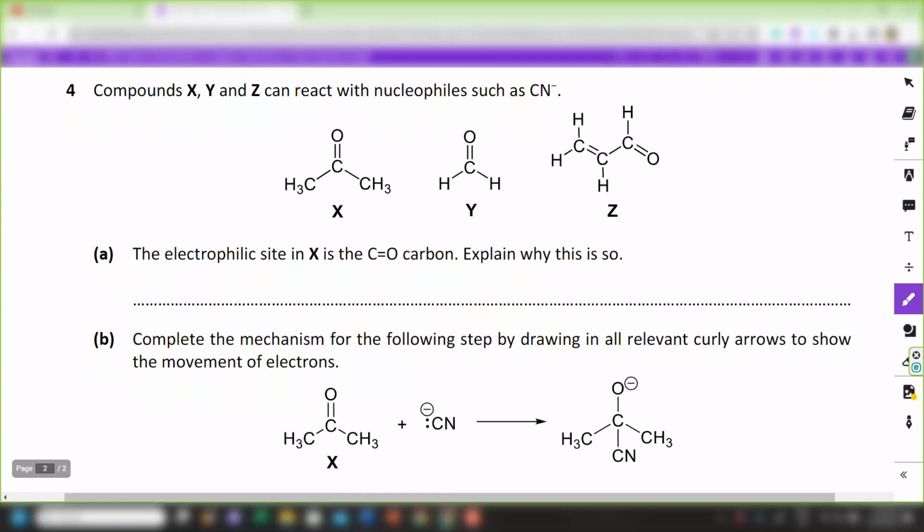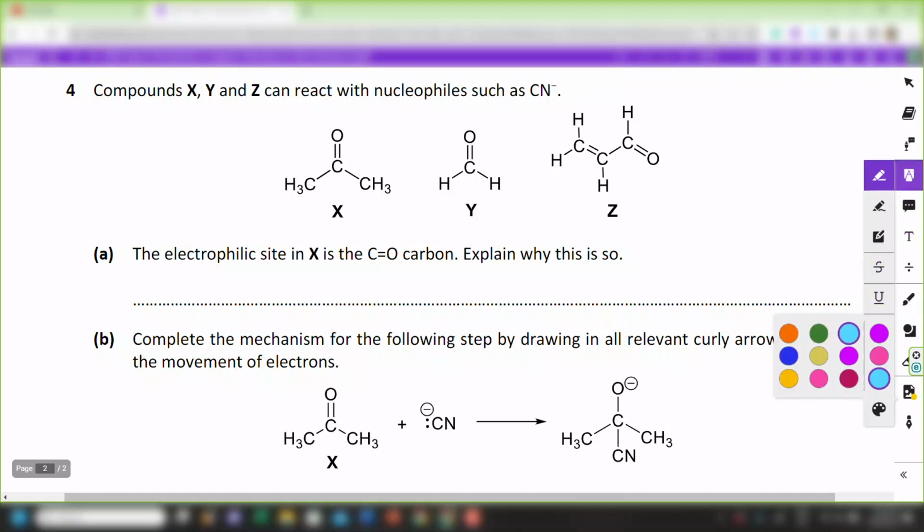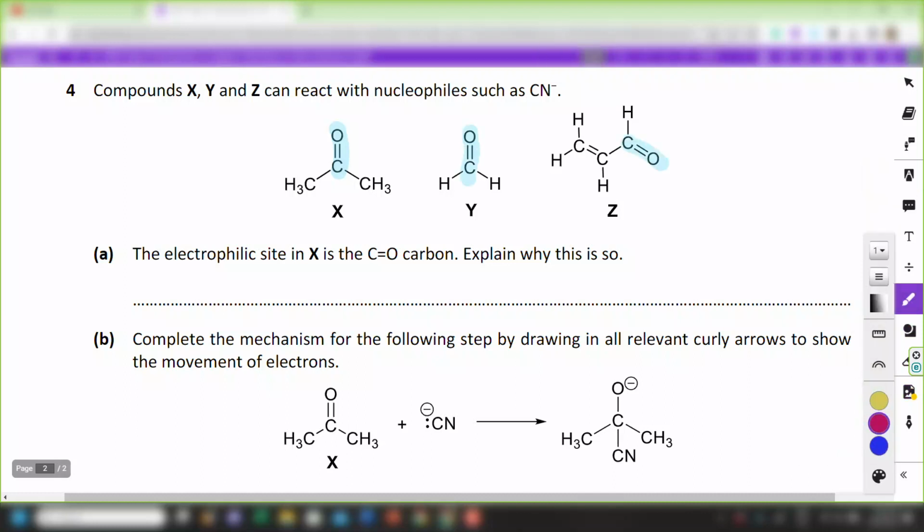For question 4, you were told you have 3 compounds, X, Y, and Z. I don't think I need you to know the functional group, but if you wish to know, they contain what we call the carbonyl group, C double bond O. The carbonyl group has a very important characteristic. Electron density is withdrawn towards the oxygen, so the oxygen takes on a permanent negative charge and the carbon takes on a permanent positive charge.